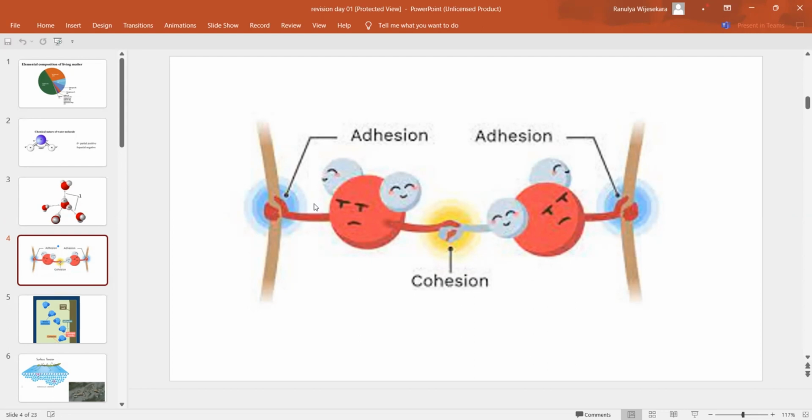Right? If you need, you can include this diagram in your MCQ point book. So then easily you can remember the definitions, right? Copy down this diagram and under these two words, you can write down the definition. Cohesion means attraction between water molecules due to hydrogen bonding. Adhesion means attraction between water molecules and other substances.